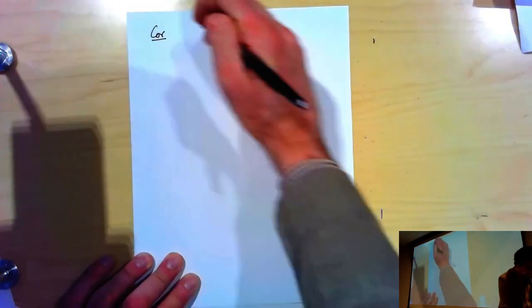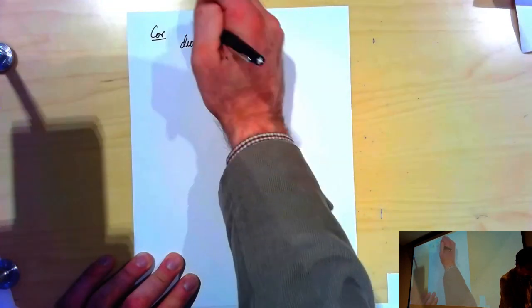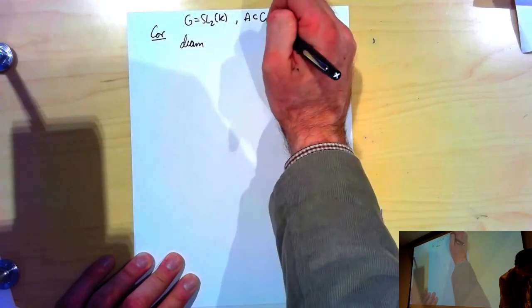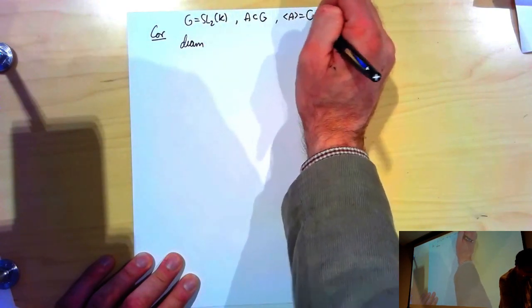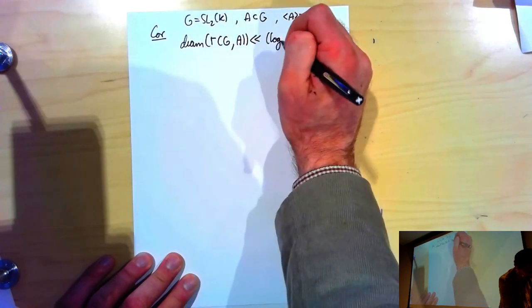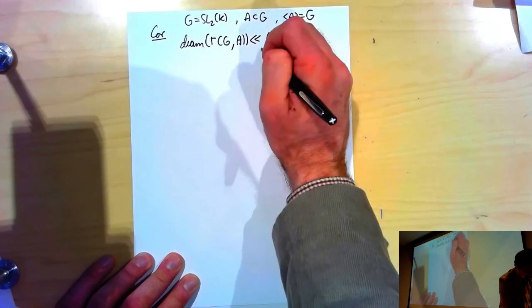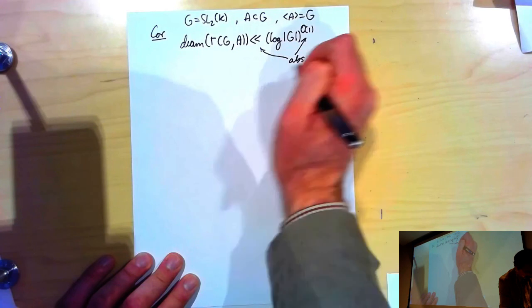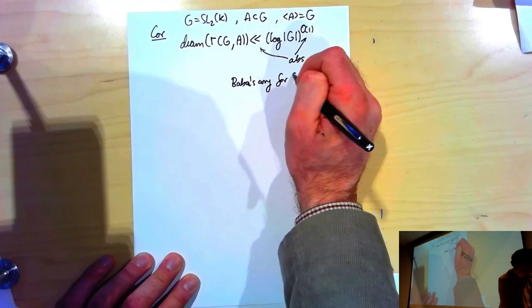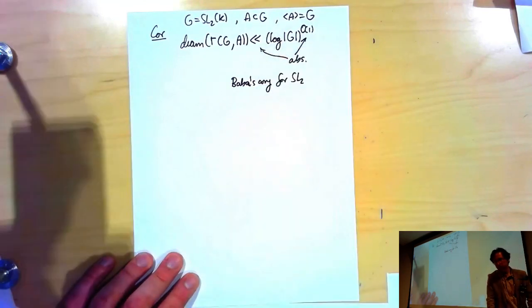However, the consequence, so the proposition, as I said in the first class, has a very nice consequence. It has the immediate corollary that the diameter of any Cayley graph of SL2(F_p) is bounded by a power of log |G|, where these constants are absolute. So this is Babai's conjecture for SL2. So this was the first case of Babai's conjecture to be proven.